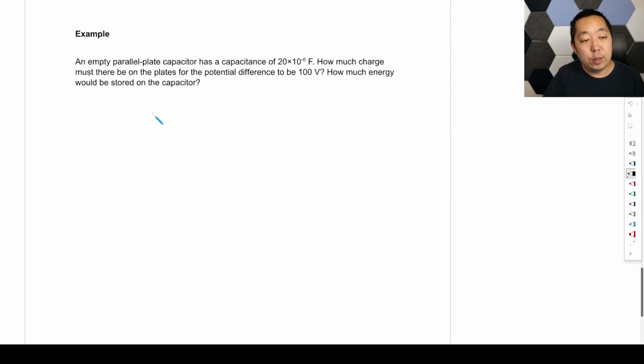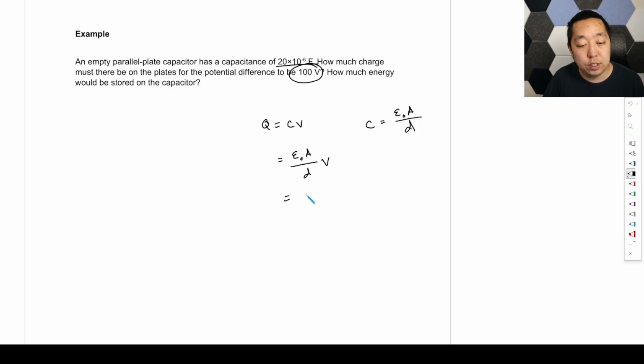Okay. An empty parallel plate capacitor has a capacitance of this. How much charge must there be on the plates for a potential difference of 100 volts? So here we're going to use two different formulas, Q equals CV, and C equals epsilon naught A over d. Okay, so we want to know how much charge there is, so we need to know the capacitance. So we just plug that in, epsilon naught A over d times the potential difference. So this is 8.85 times 10 to the negative 12. What is the area?